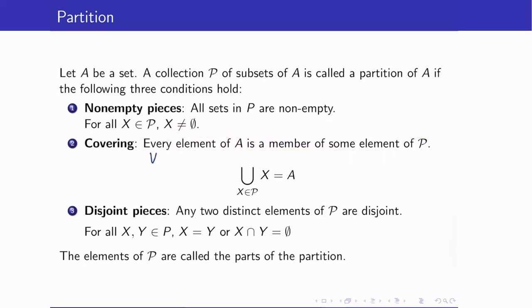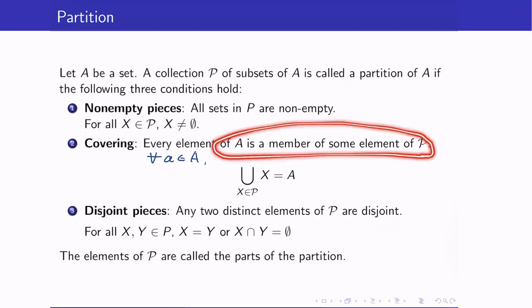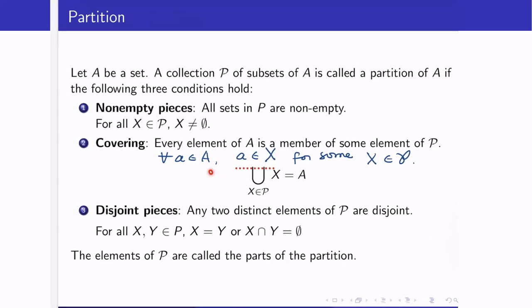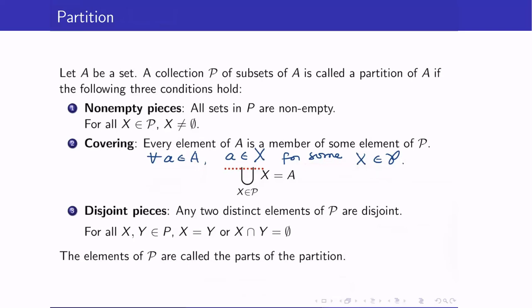It means that for any element a in capital A, how do we proceed? We want this to be a member of some element of the partition. So meaning to say, a is an element of X for some X in P. Okay, so we have two quantifiers here. A universal quantifier and an existential quantifier. And since the universal quantifier came first, it means that this partition depends on the choice of small a.